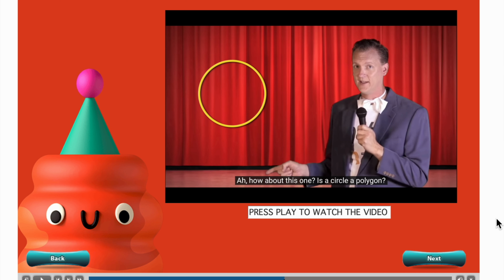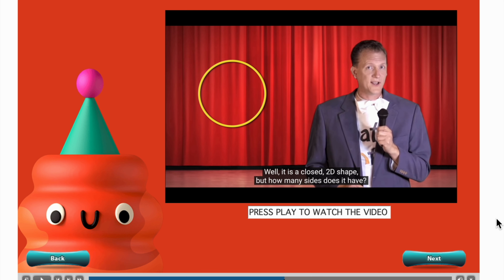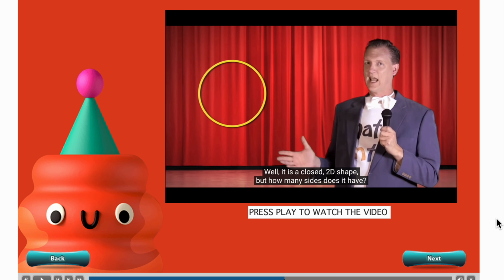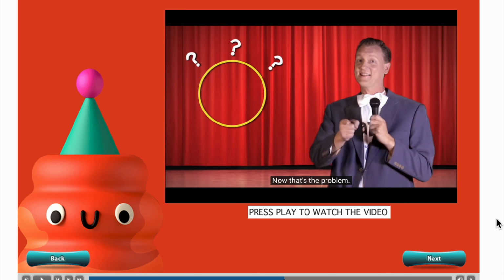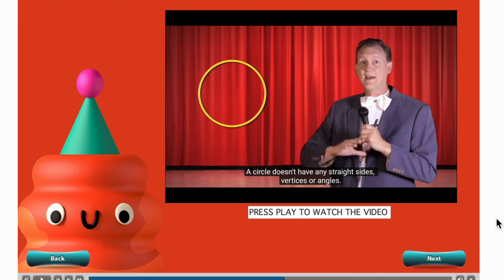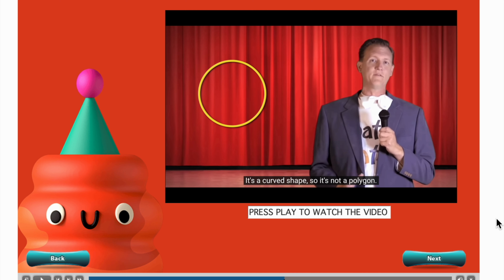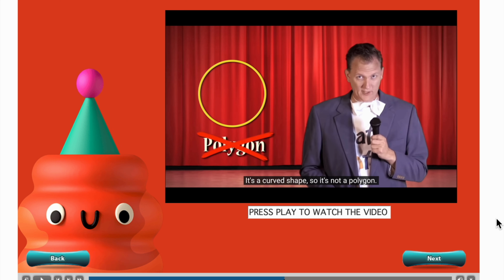What about this one? Is a circle a polygon? Well, it is a closed 2D shape, but how many sides does it have? Now that's the problem. A circle doesn't have any straight sides, vertices, or angles. It's a curved shape, so it's not a polygon.